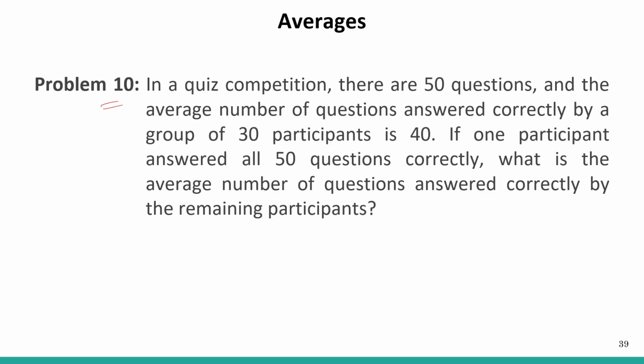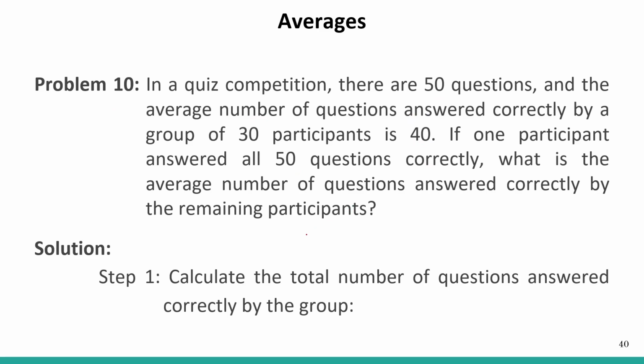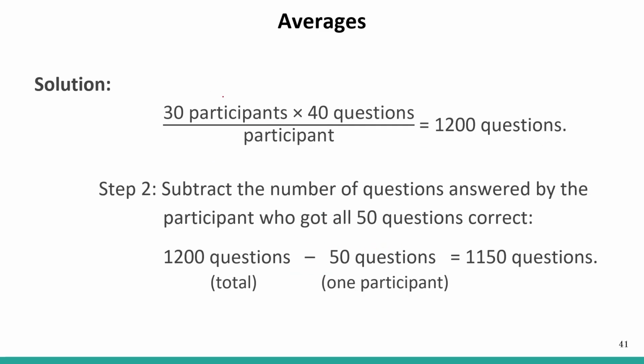So in a quiz competition, there are 50 questions, and the average number of questions answered correctly by a group of 30 participants is 40. If one participant answered all 50 questions correctly, then what is the number of questions answered correctly by the remaining participants? Okay, so let's see. Calculating the total number of questions answered correctly by the group: 30 participants into 40 questions per participant is equal to 1200 questions.